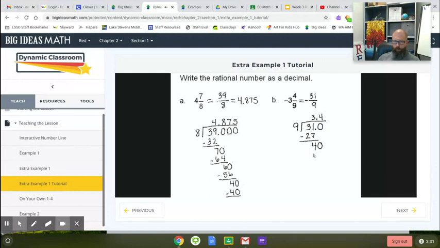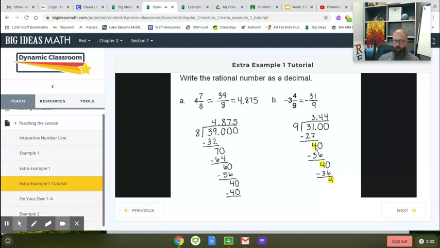So again, place a 0 in the dividend, and we have 40. 9 goes into 40 4 times. So 4 times 9 is 36. And when we subtract, we get 4 again. So notice we keep getting 4s after we subtract. And this pattern will continue. So we can say that this is a repeating decimal.